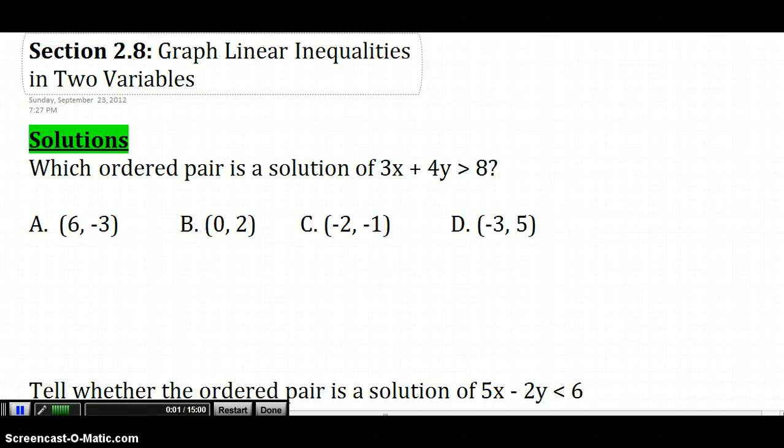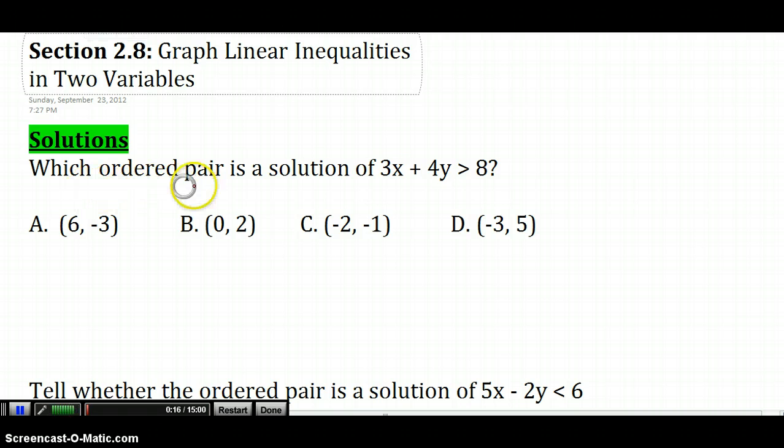Section 2.8 is graphing linear inequalities in two variables. Whenever we're graphing inequalities, there's going to be some shading involved. So we're going to graph and then we're going to do some shading. First off, let's talk about solutions.